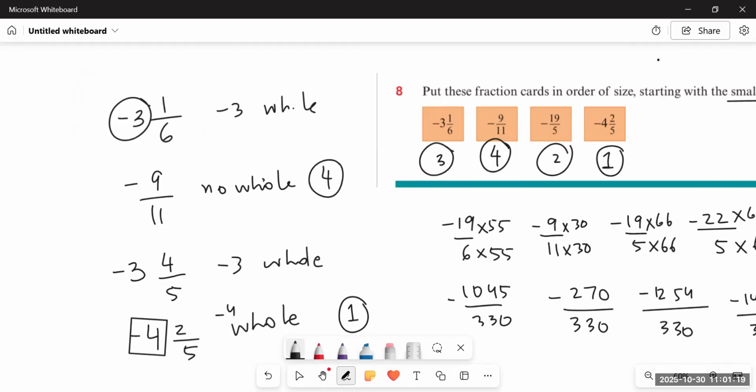Then we just have to compare minus 3 whole 1 over 6 and minus 3 whole 4 over 5, because both of them have the same wholes, minus 3. So we just have to compare 1 over 6 and 4 over 5. It's clear that minus 1 over 6 is greater than minus 4 over 5. So it means minus 4 over 5 would be smaller. It comes on the second number, and this one would be the third. So you can use either of the two methods to figure out which fraction would be the smallest, which one would be the largest, and which comes in between.